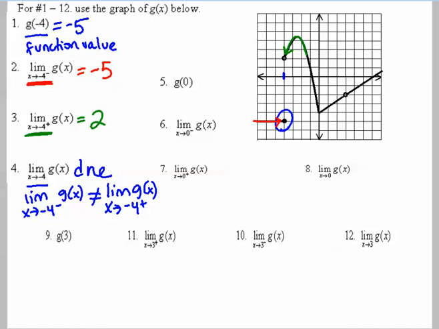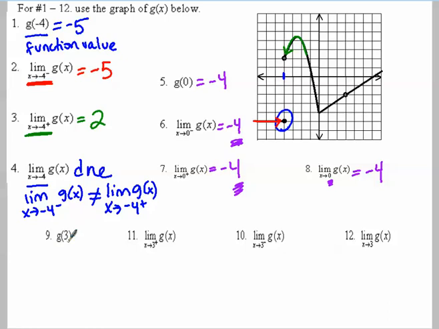All right, let's see how you did. G of 0, 1, 2, 3, 4 is negative 4. Coming from the left is negative 4. Coming from the right is negative 4. And because these are the same from the left and the right, the limit as x approaches 0 will be the same, negative 4. You can pause the video and try the other ones.